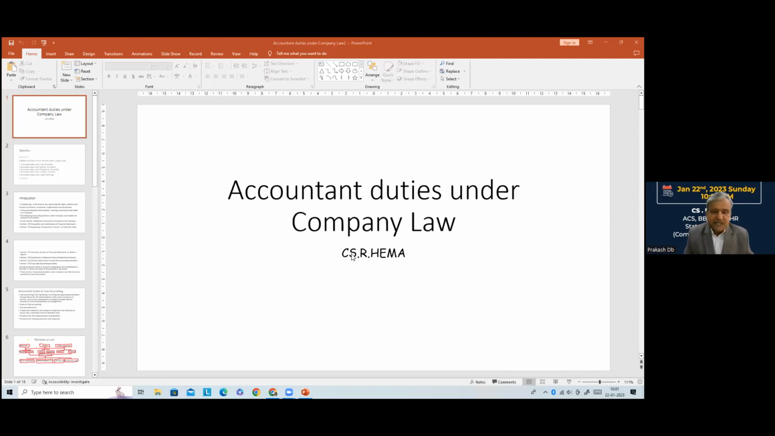We talked about GST accountant, income tax accountant, like this company law accountant. What are the provisions, how an accountant has to function, and what are the care action to be taken under company law. I have pleasure to introduce Company Secretary R. Hema Garu.